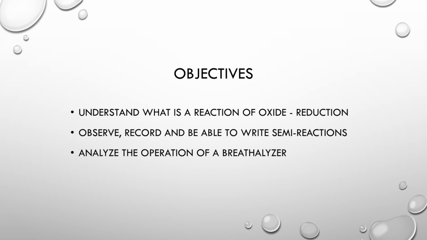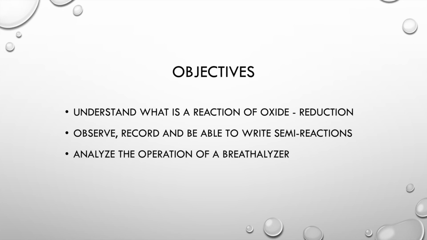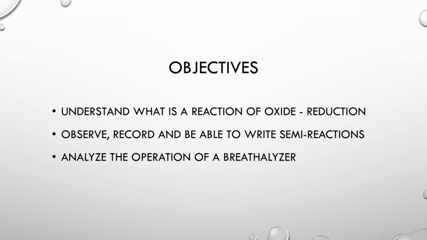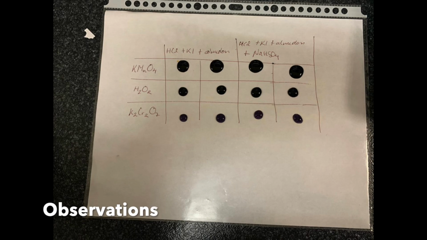Understand what a redox reaction is. Observe, record, and be able to write half-reactions. Analyze the operation of a breathalyzer. In the lab, we can combine substances and appreciate the change of color, as well as the addition of starch. The starch is an indicator that goes blue when two I negatives oxidize to form I2.